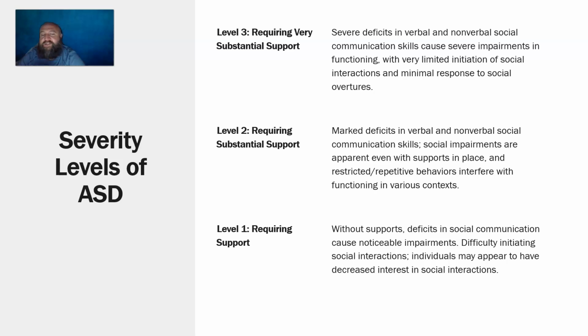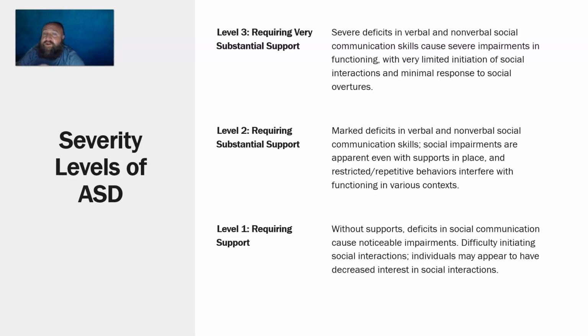So level 1, the definition there is without supports, deficits in social communication cause noticeable impairments, difficulty initiating social interactions. Individuals may appear to have decreased interest in social interactions. So not where they need a ton of help, but maybe where it's just something that a counselor, whatever therapy or intervention they're getting, just needs to work on with them, right? But it's not like around the clock. It's not like they need residential treatment or anything like that. It's just something they're working on, not a huge disruption to their life.